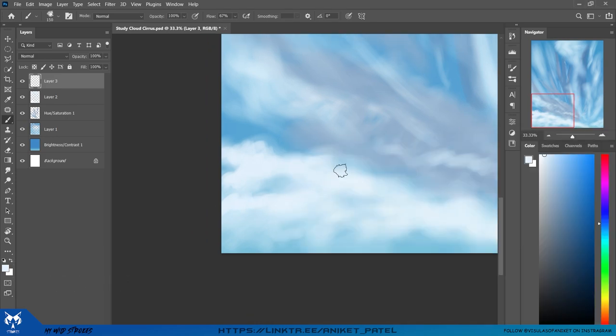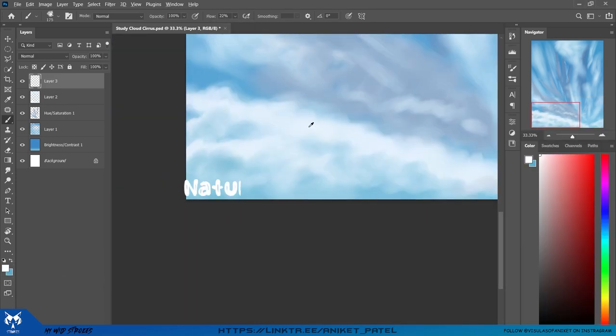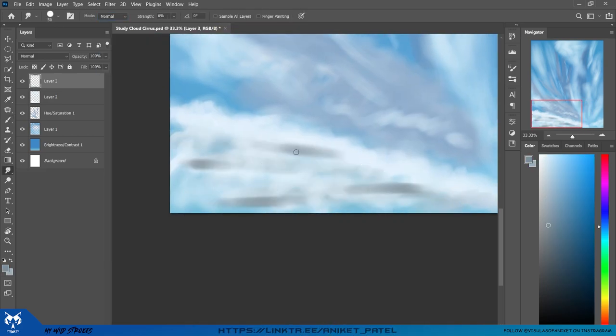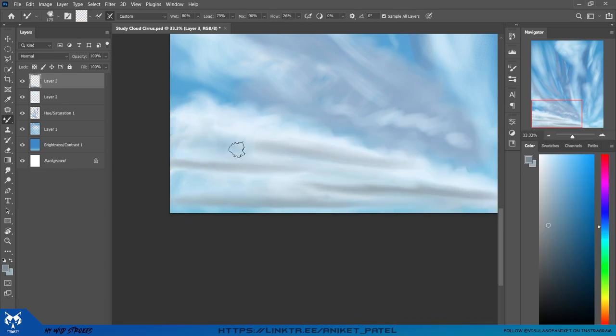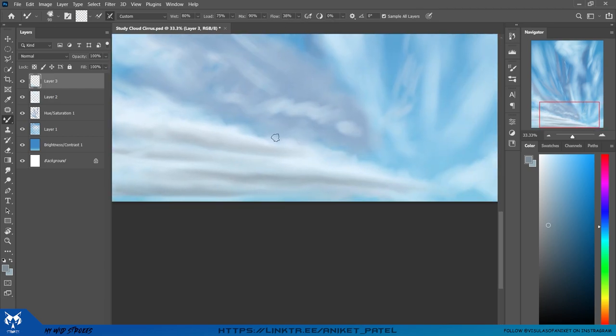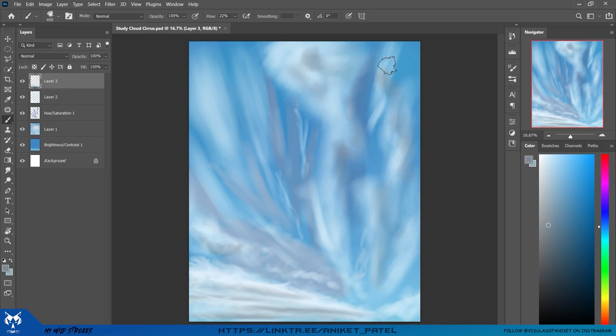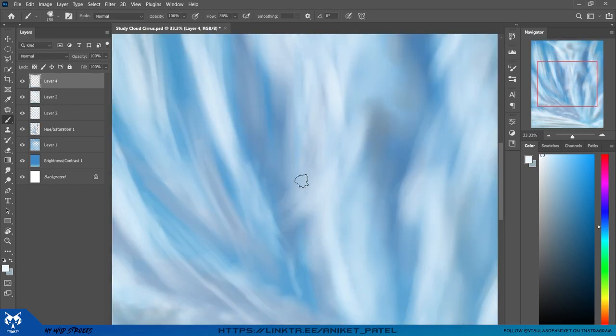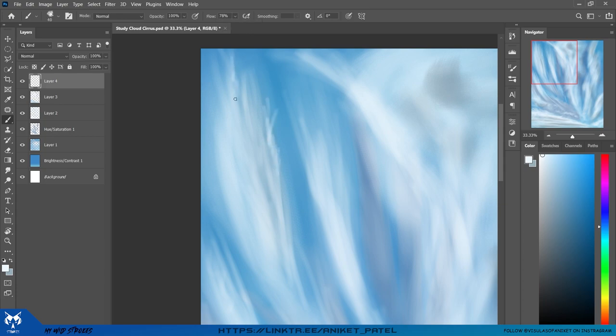Okay, so this is now an official series called Nature's Wild Stroke, a digital art series. We can still change the name if you have a better idea. So what will this series be about? Ever since I started sketching and painting, I never studied the fundamentals or surrounding subjects. Although I did some unconscious study by using references for my sketches and paintings, I never properly studied anything anyway. So I want to study and understand things so that I can paint them from my imagination, basically.